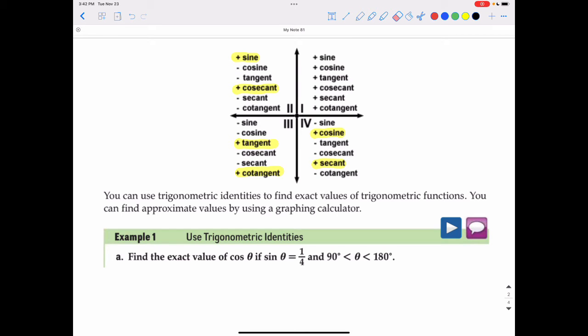A common mnemonic to help you remember which quadrants and which functions are positive in which quadrant would be: All Students Take Calc.